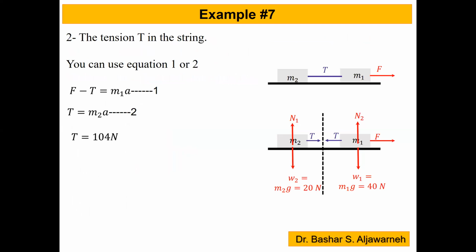The second part is to calculate the tension. So we have here two equations from the two masses, or from my system, which are F minus T equals m1a and T equals m2 times a. We already calculated the acceleration, so all you have to do is substitute your acceleration in either the first equation or the second equation. You will get the tension equals 104 Newton.